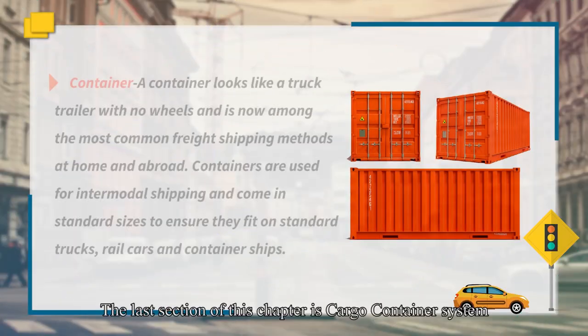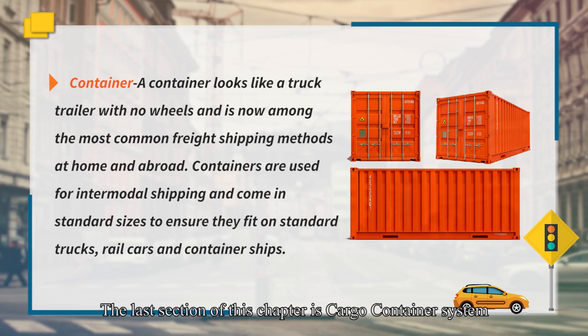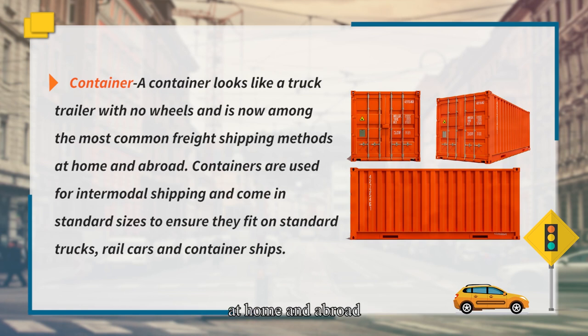The last section of this chapter is the cargo container system. A container looks like a truck trailer with no wheels and is now among the most common freight shipping methods at home and abroad. Containers are used for intermodal shipping and come in standard sizes to ensure they fit on standard trucks, rail cars, and container ships.